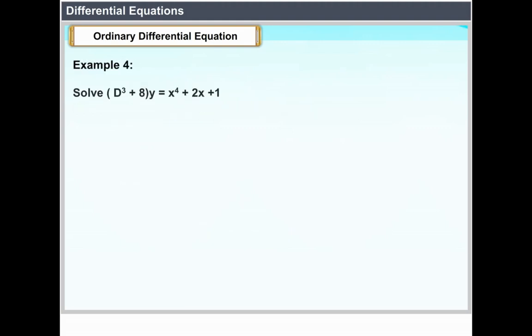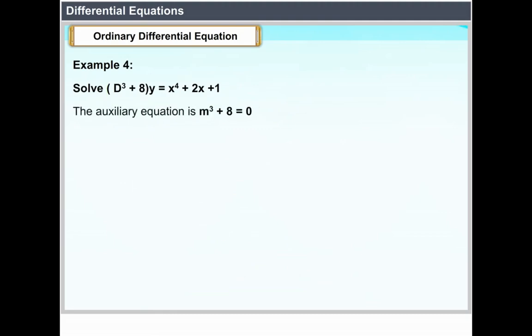Example 4. Solve (D cube plus 8) into y equal to x power 4 plus 2x plus 1. The auxiliary equation is m cube plus 8 equal to 0. (m plus 2) into (m square minus 2m plus 4) equal to 0. Then m equal to minus 2 or m square minus 2m plus 4 equal to 0.